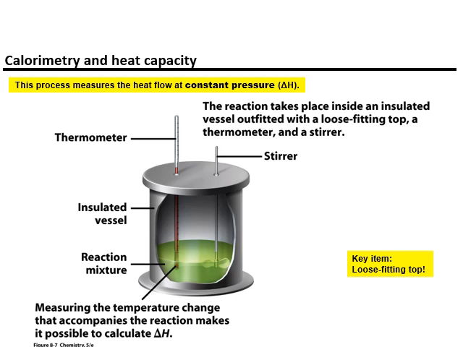So notice here that we have a situation where we have a top that is not bolted on, so it's just loose. You've also got a little tiny hole probably where the stirrer and the thermometer are. So that's plenty for the atmospheric pressure to get inside there. So this would be done at constant pressure. Again, as I said before, most of the experiments will be done this way.